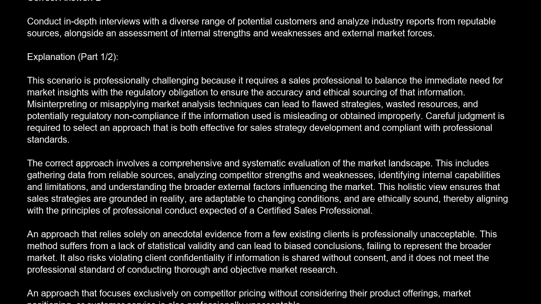An approach that relies solely on anecdotal evidence from a few existing clients is professionally unacceptable. This method suffers from a lack of statistical validity and can lead to biased conclusions, failing to represent the broader market. It also risks violating client confidentiality if information is shared without consent, and it does not meet the professional standard of conducting thorough and objective market research.